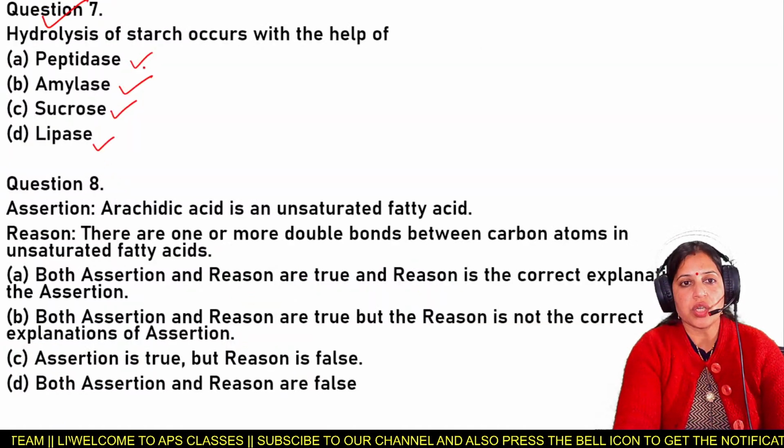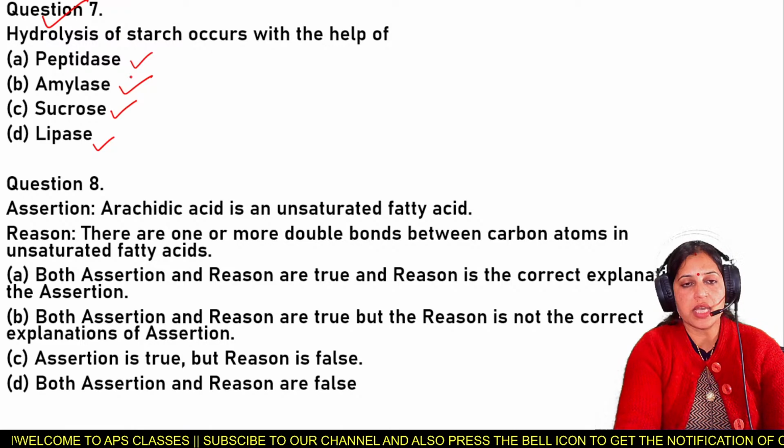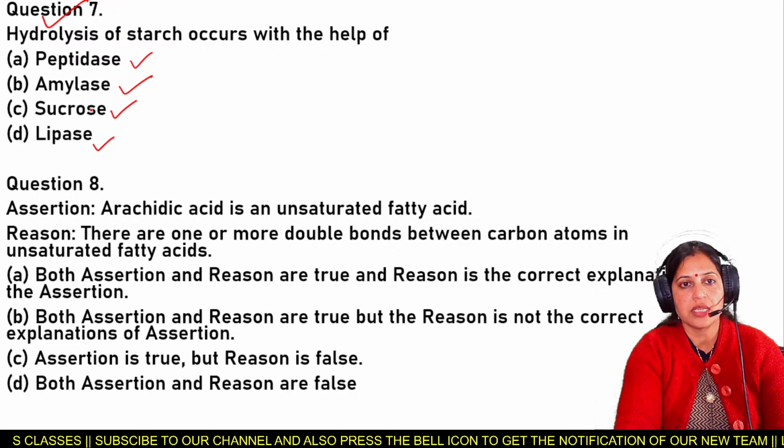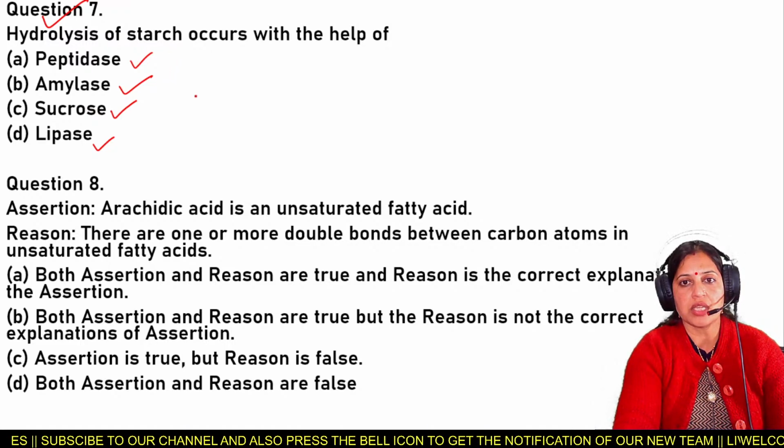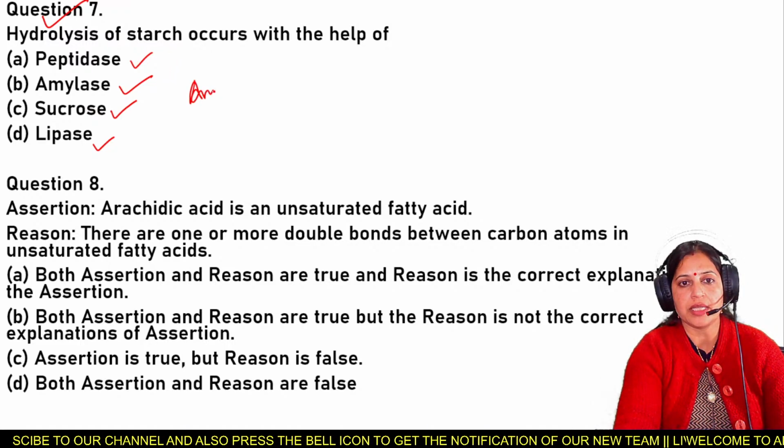Hydrolysis of starch occurs with the help of. Options are peptidase, amylase, sucrose, lipase. So here hydrolysis of starch occurs with the help of amylase.